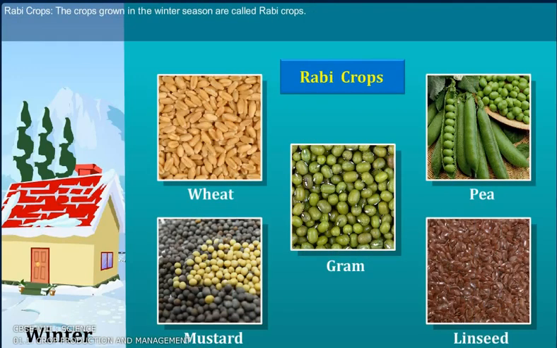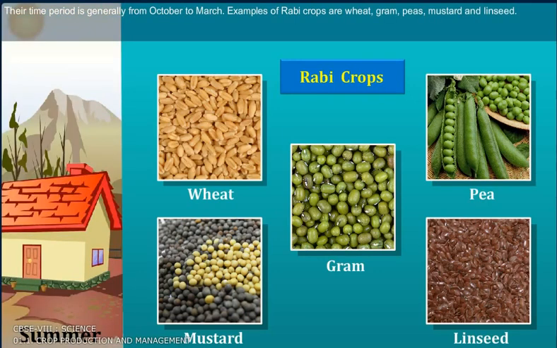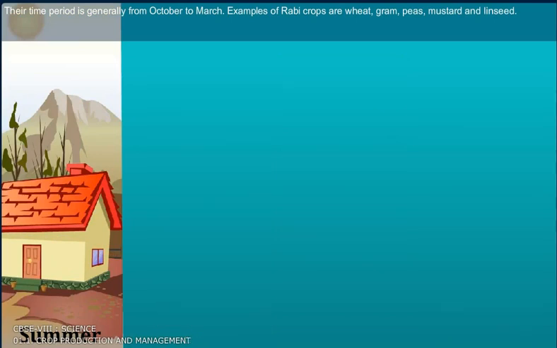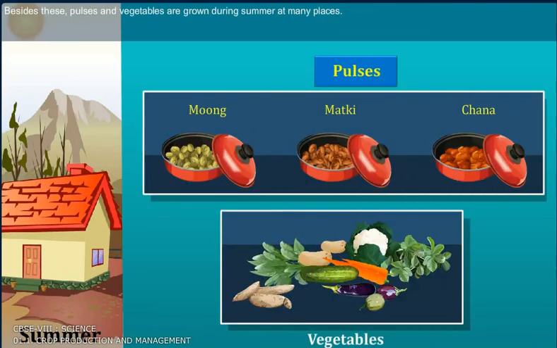Rabi crops. The crops grown in winter season are called Rabi crops. Their time period is generally from October to March. Examples of Rabi crops are wheat, gram, peas, mustard, and linseed. Besides these, pulses and vegetables are grown during summer at many places.